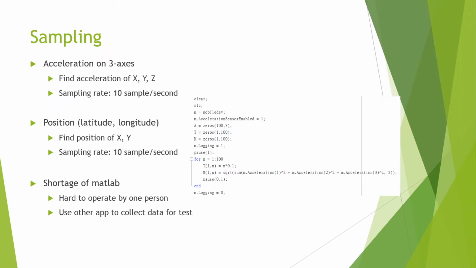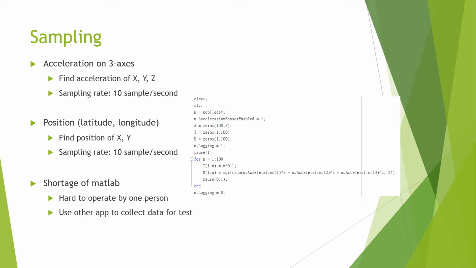First of all is the sampling that we get. We got two kinds of data from the mobile. One is the acceleration on 3 axes. This is to count the steps that the person takes. The other one is the position of the person on Earth, which means the longitude and latitude. This one is for finding the distance traveled by the person. Both of the data sets are sampled at a sampling rate of 10 samples per second.